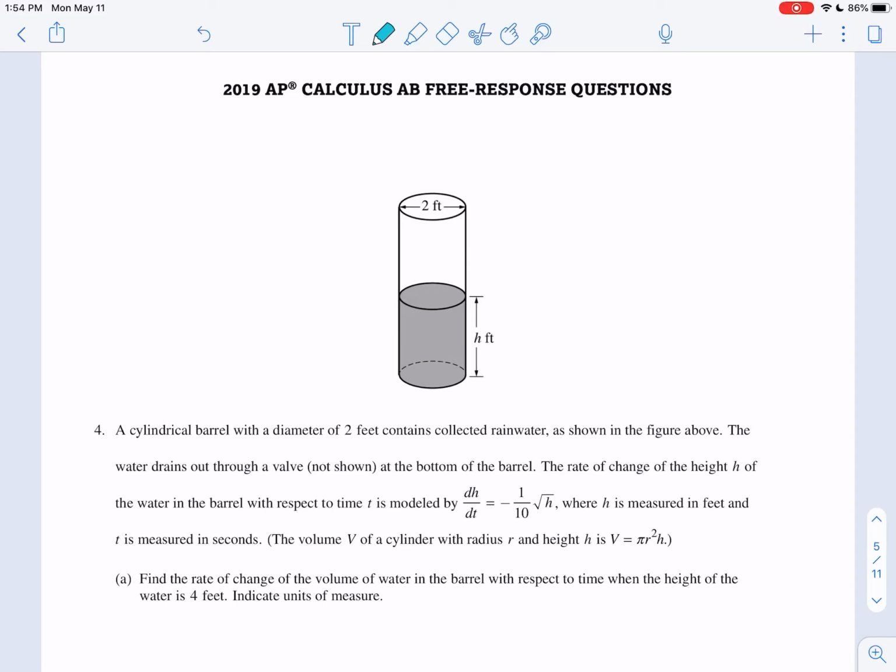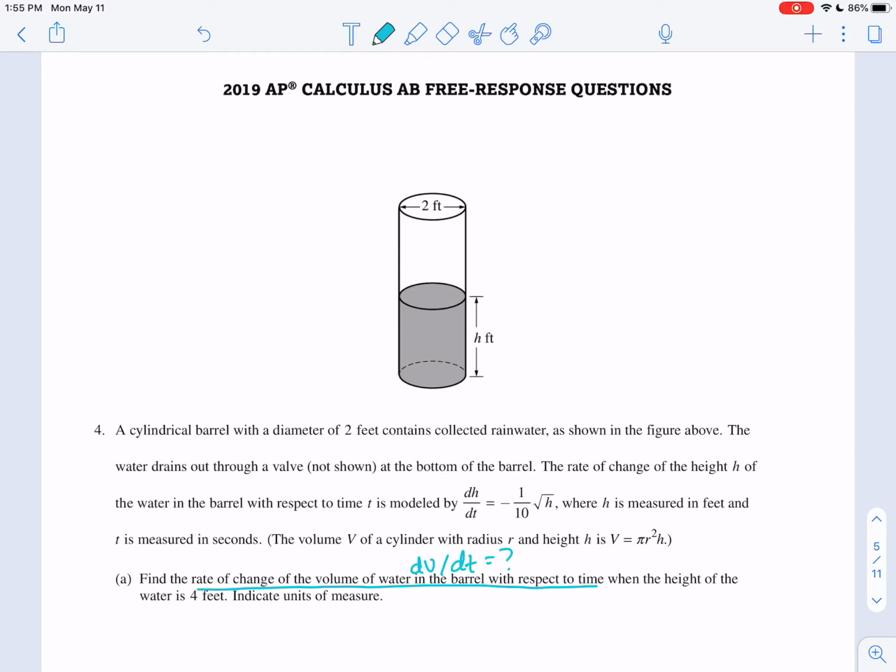Part A, find the rate of change of the volume of water in the barrel with respect to time when the height of the water is 4 feet. Indicate units of measure. Okay, so we want to find dV/dt, right? Find the rate of change of the volume with respect to time. So dV/dt when h is 4, correct?